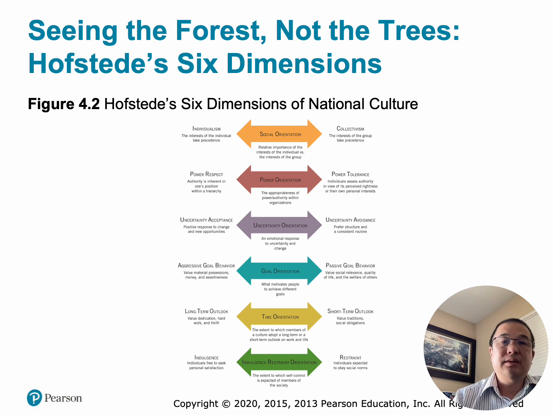Number 4, goal orientation. Aggressive goal behavior focuses on competition, achievement, and material success. Passive goal behavior focuses on quality of life, relationships, and cooperation. Number 5, time orientation. Short-term orientation focuses on immediate results and traditions. Long-term orientation focuses on future rewards and persistence.